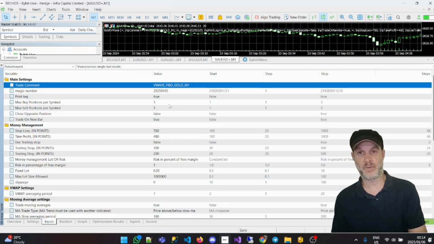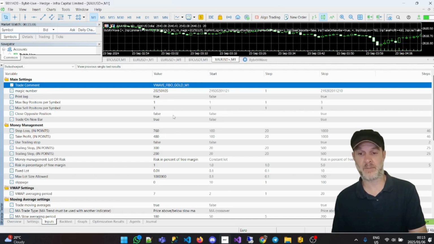Maximum number of buys and sells. If you want it to open more than one position at a time, what could happen is that it's still in a position and the buy entry will happen again. It would open up another trade. So you could decide how many trades, buy and sell, you want to open at the same time.